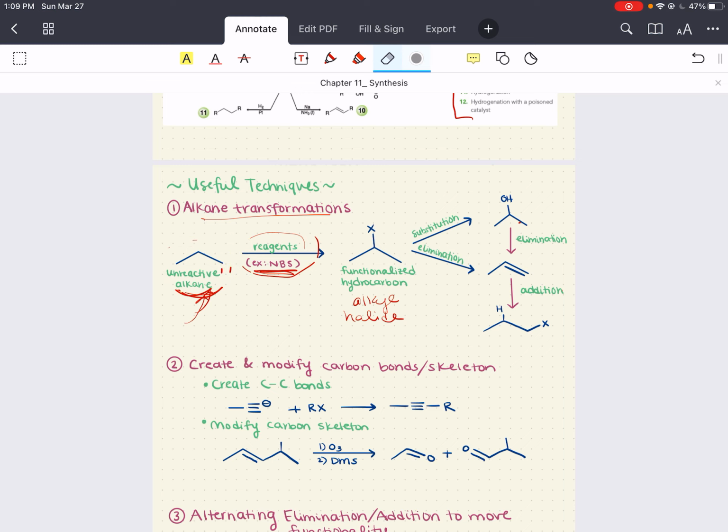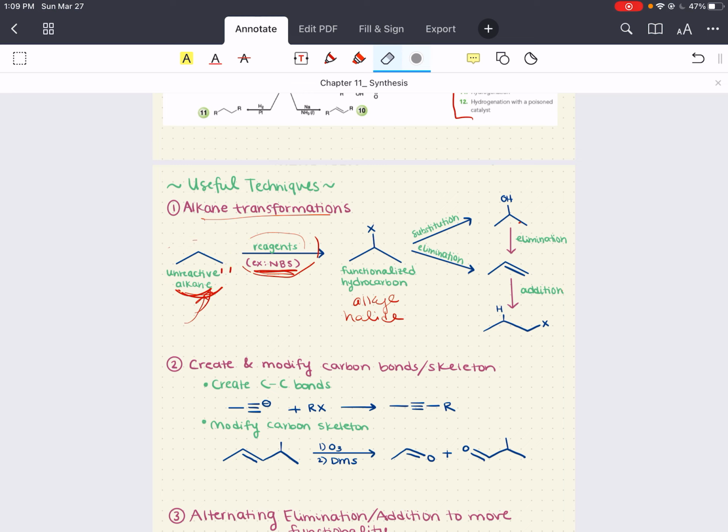Now another useful technique we've learned in our journey thus far is how to create and modify carbon bonds and skeletons. We learned that to create carbon-carbon bonds, alkylation of terminal alkynes is going to increase the size of a carbon skeleton. And if the size of a carbon skeleton decreases, then what we could take advantage of is a bond breaking reaction called bond cleavage.